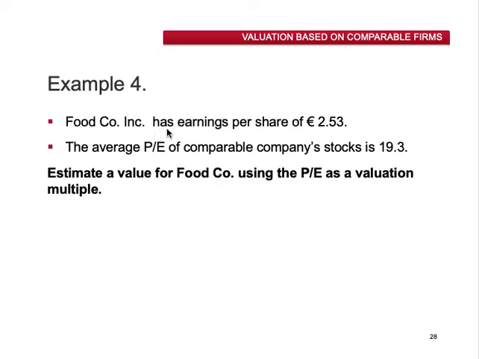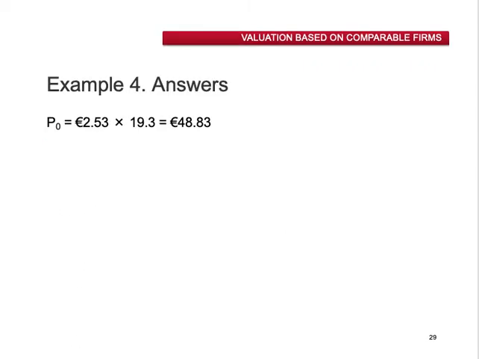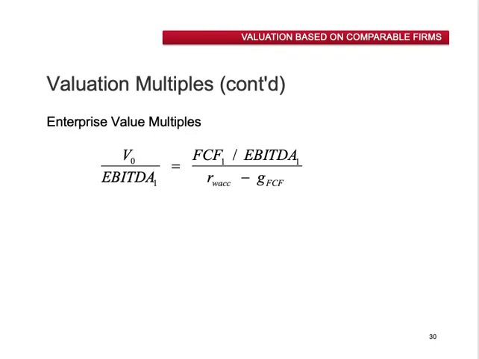Food company has earnings per share, EPS, of €2.53. The average PE, price to earnings ratio, of comparable companies' stocks is 19.3. Question: what is the value for food company using the PE as a valuation multiple? Good luck. The share price for food company is estimated by multiplying its earnings per share by the PE of comparable firms. So the estimated share price for food company is going to be €48.83.